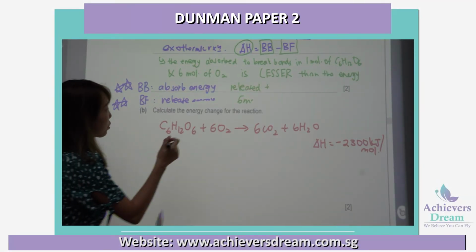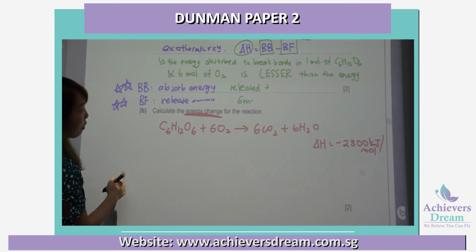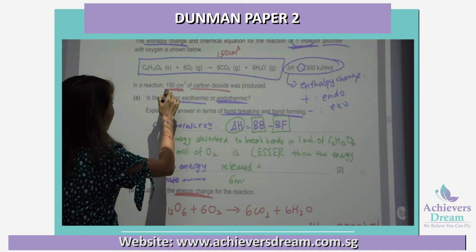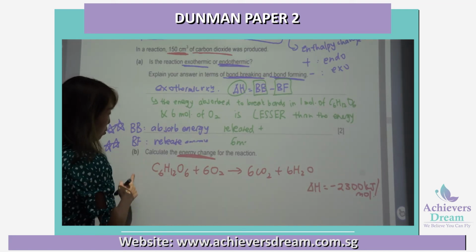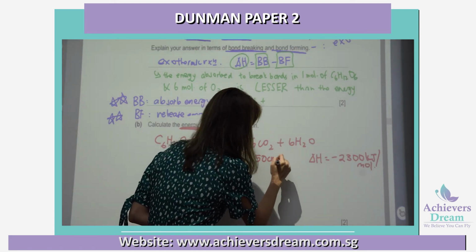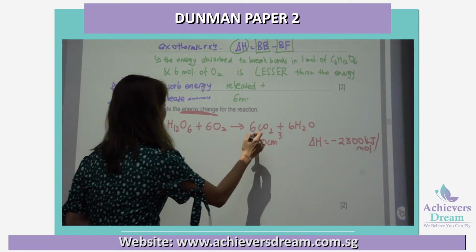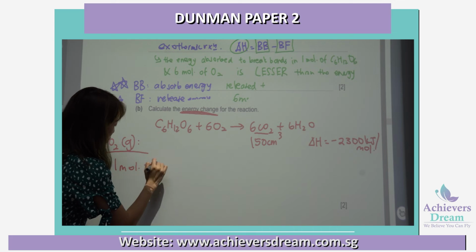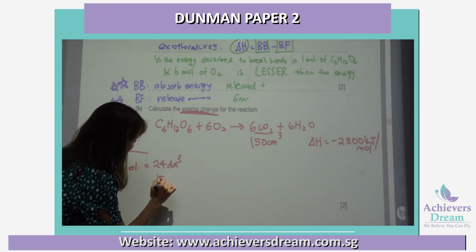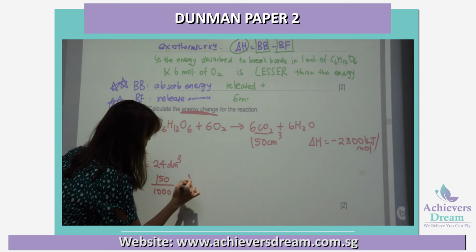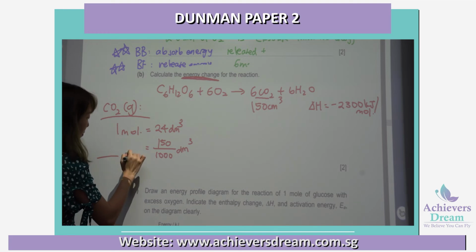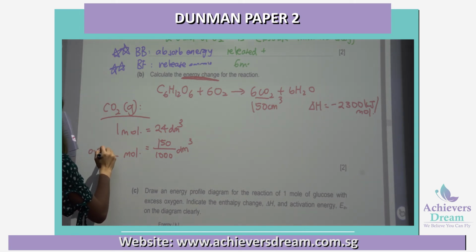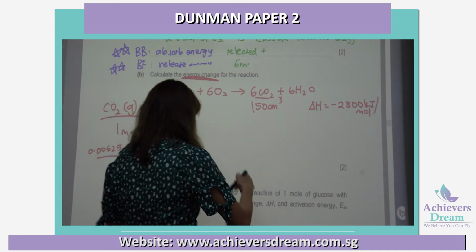Okay, so for part B, they ask you to calculate the energy change for the reaction. Let's read the question. In a reaction, 150 cm³ of carbon dioxide was produced. So we're going to use this information to help us get the answer. First, 150 cm³. I know that CO2 is a gas, correct? And so 1 mole is equivalent to 24 dm³. So 150 cm³, I must convert to dm³, is equivalent to how many moles? The answer will be 0.00625 moles, correct?